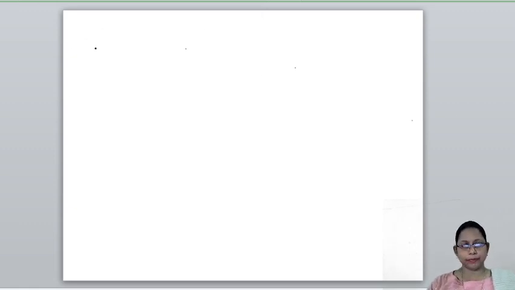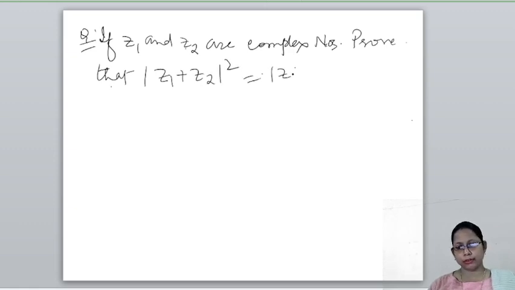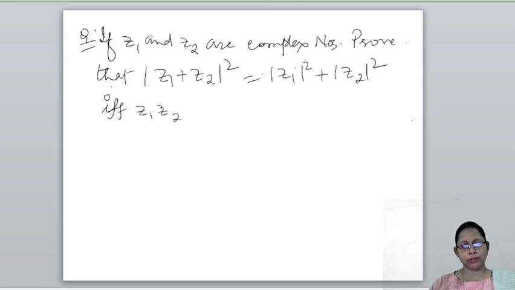First example. If Z1 and Z2 are two complex numbers, prove that modulus of Z1 plus Z2 whole square is equal to modulus Z1 square plus modulus Z2 square if and only if Z1 Z2 conjugate is purely imaginary.